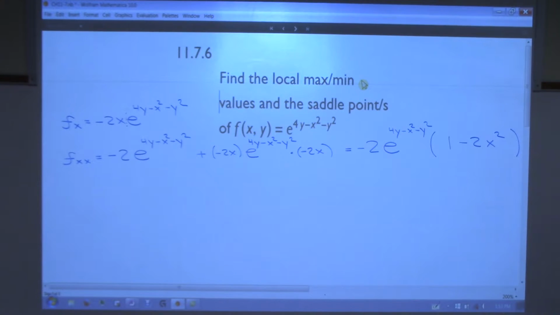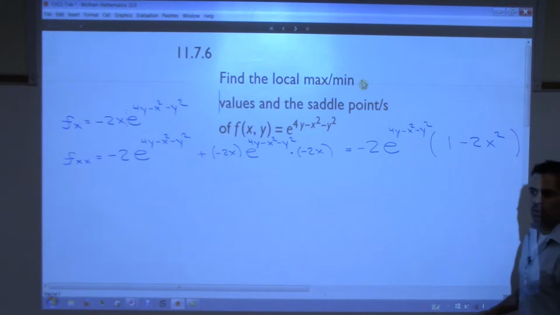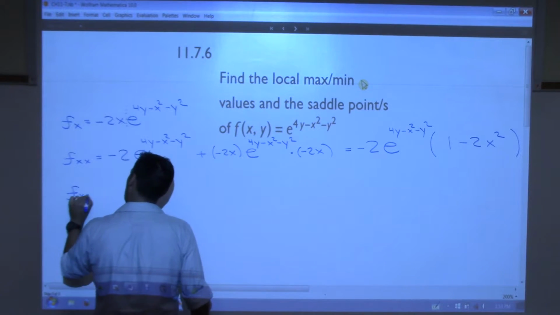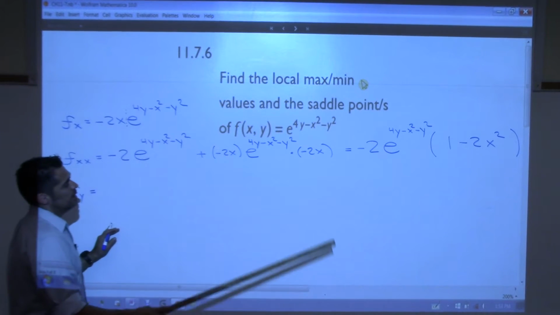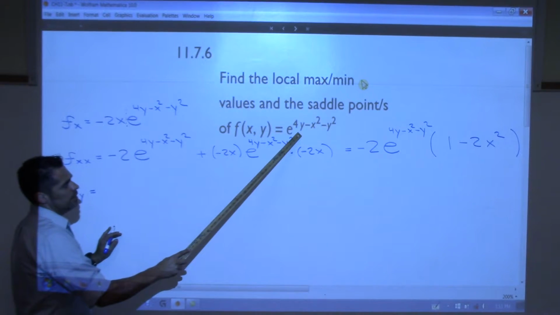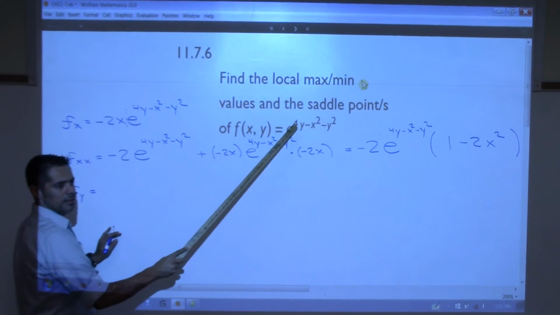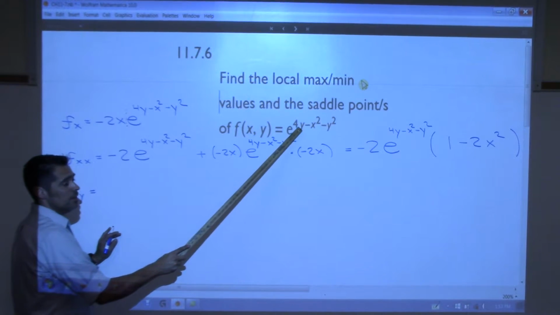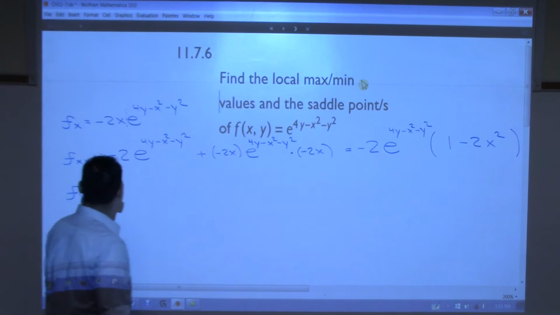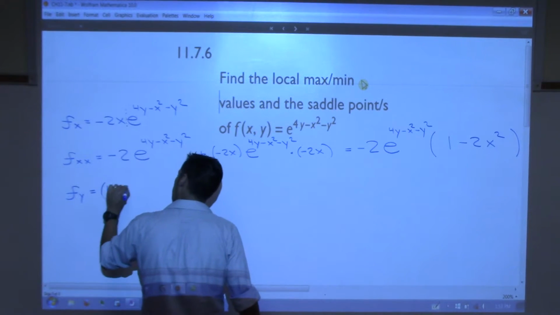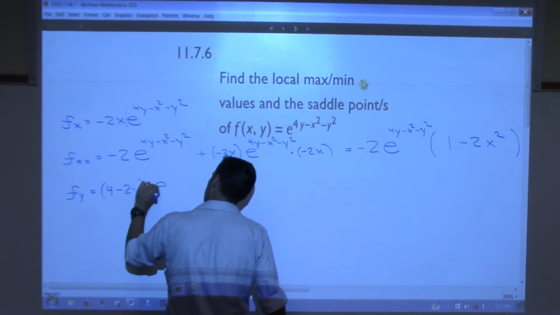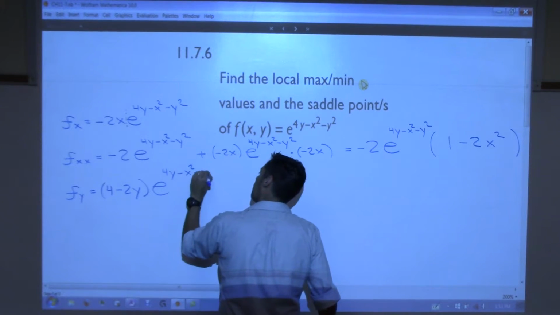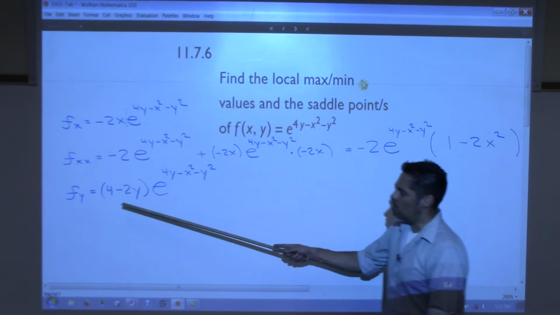All right. Moving along, partial with respect to y is it's itself, right, times the derivative of what's up here with respect to y, which is 4 minus 2y. So I put that out front, 4 minus 2y, then all that stuff. That's your first partial with respect to y.